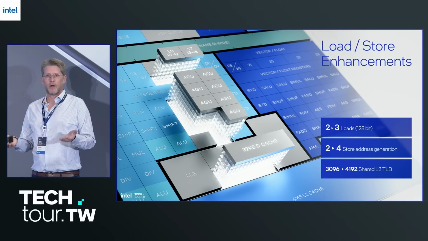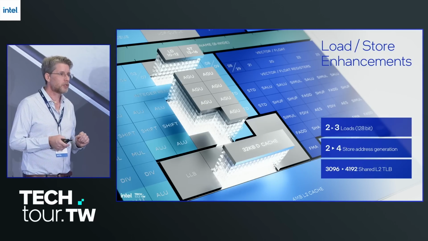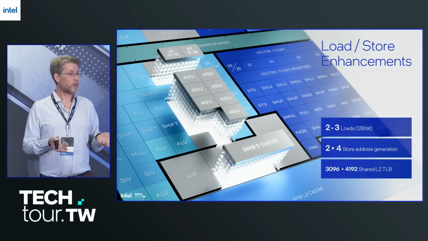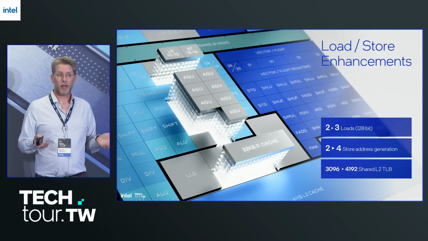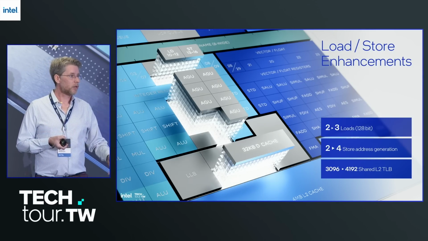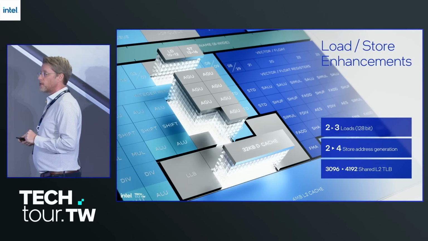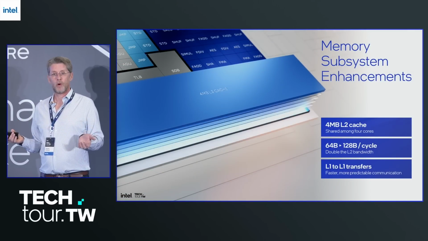And then on our shared 2nd level TLB, this is for both code and data. On Gracemont, it was 2,000 entries. On Crestmont, it's 3,000 entries. And now in Skymont, it's 4,000 entries. And we also added more what we call pipeline PMH entries, table walkers, things that look at page tables. We can do more of those in parallel as well. So that's load store. And now we go to our L2.